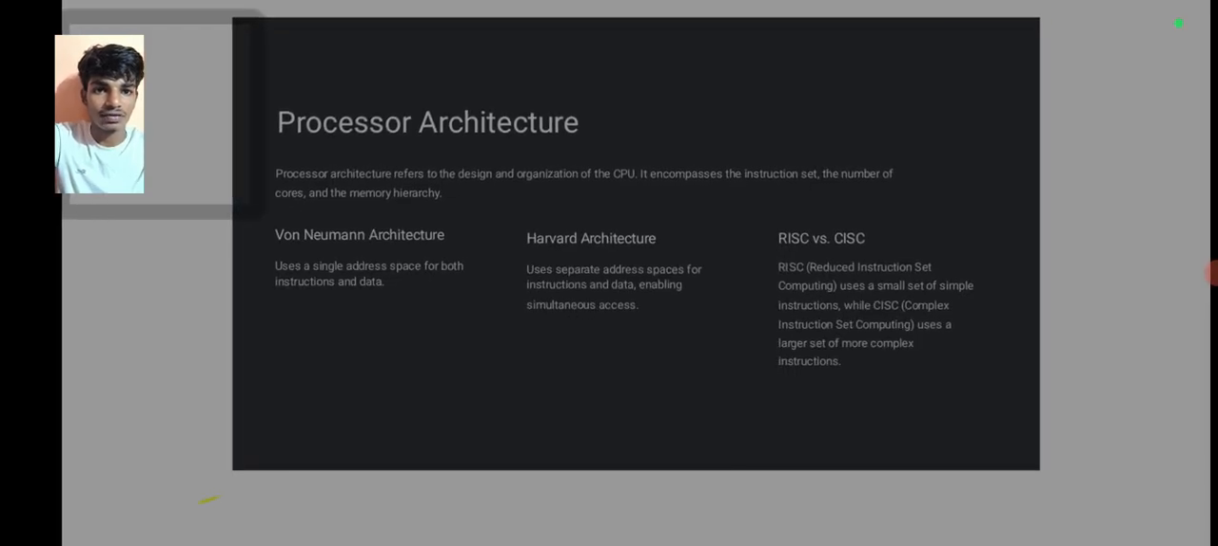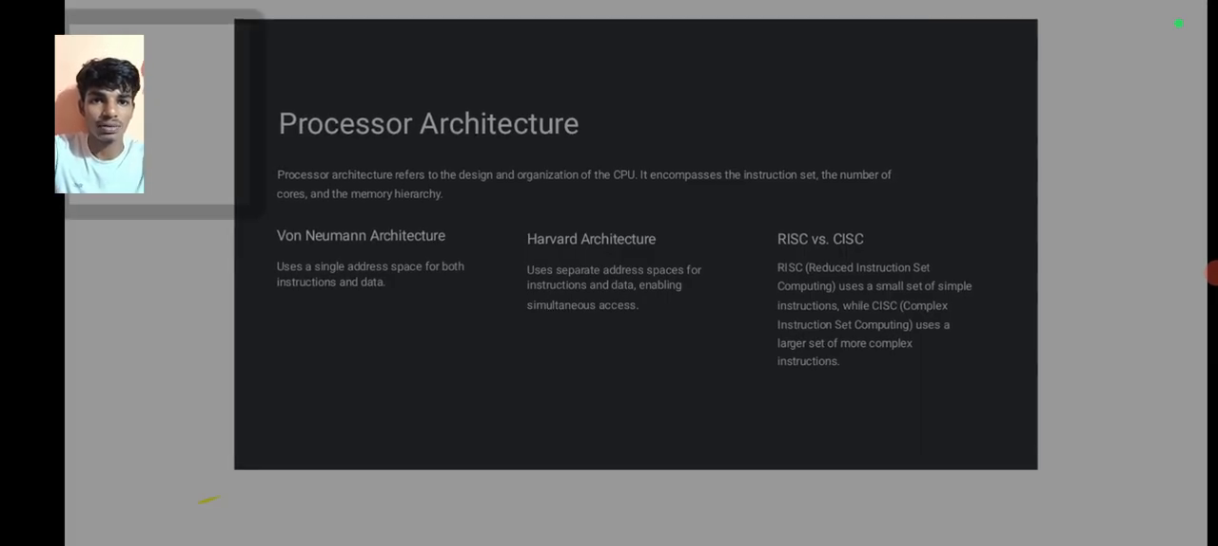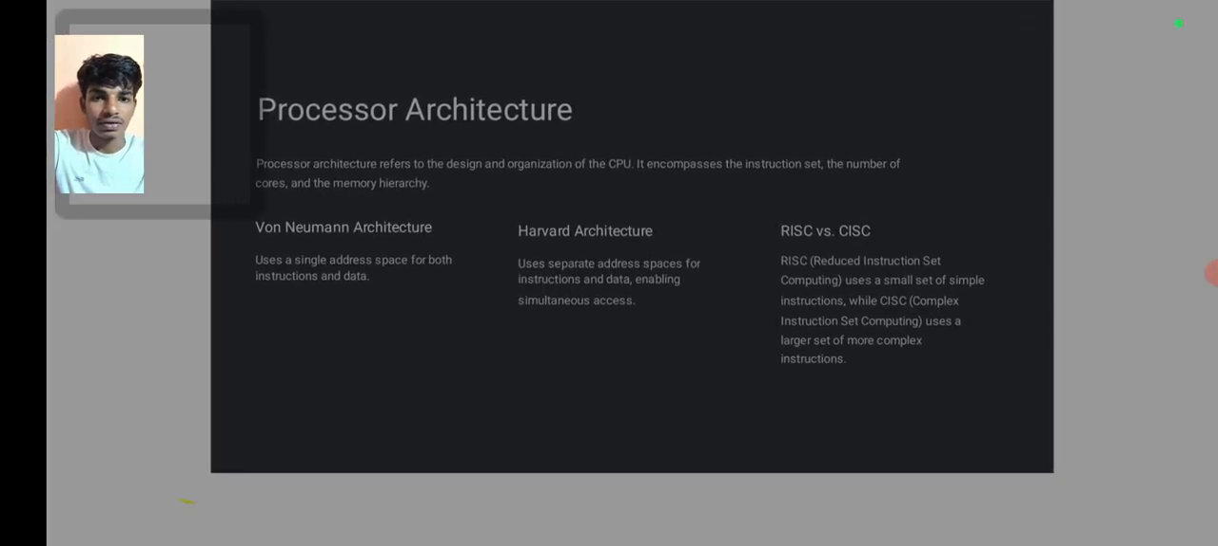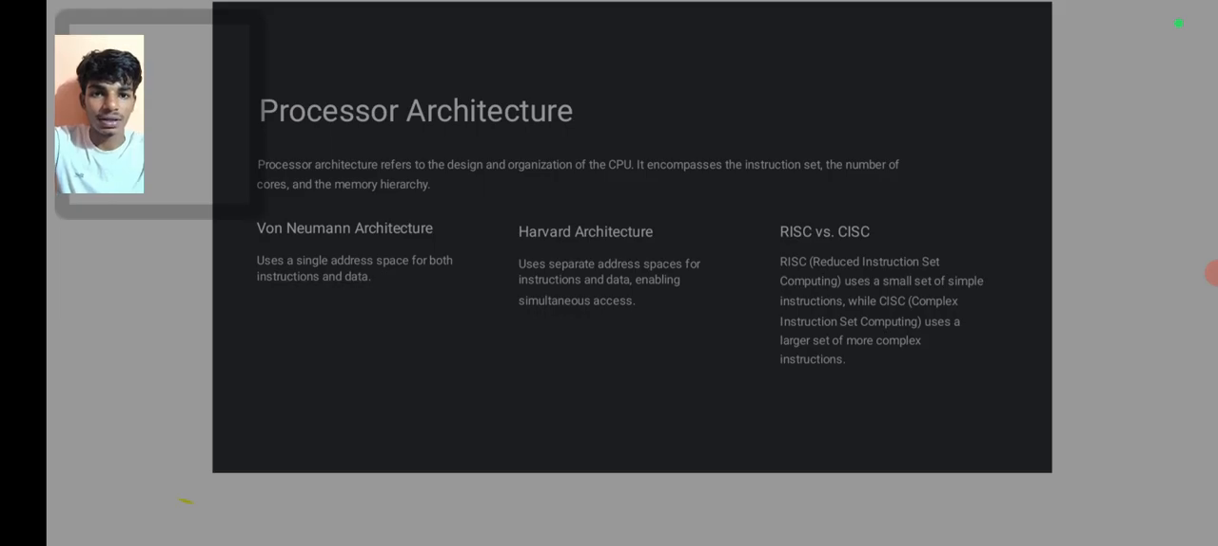Next we have processor architecture. Processor architecture refers to the design and organization of the CPU. It encompasses the instruction set, the number of cores and the memory hierarchy. In that we have three points, that is von Neumann architecture, Harvard architecture, and RISC and CISC. The first we have to study is the von Neumann architecture, which uses a single address space for both instructions and data.